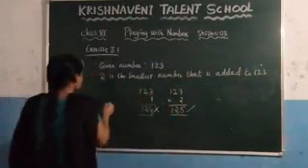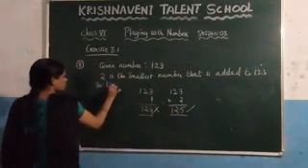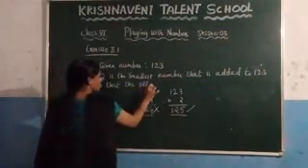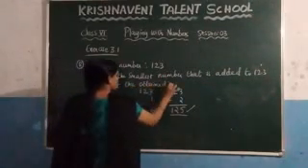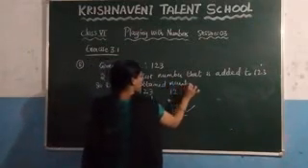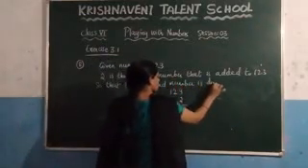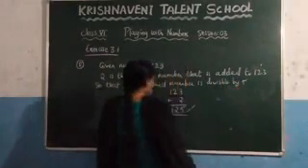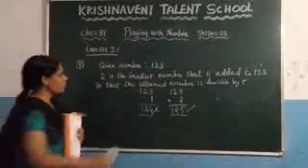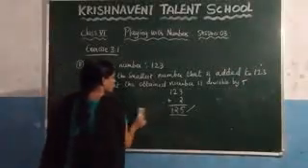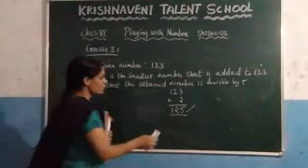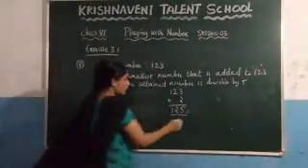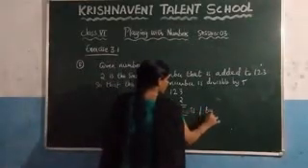added to 123 so that the obtained number is divisible by 5. So, if you add 2 to the number, what result do you get? You get the result 125, and you know that this 125 is divisible by 5. So, this is the answer. 125, you know that this number is divisible by 5.